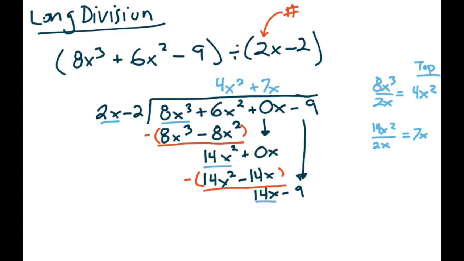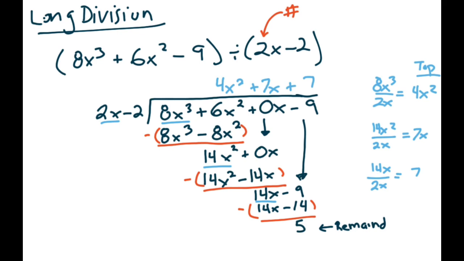And then repeat. So we'll divide 14x divided by 2x to get 7. So we put a plus 7 on top. Multiply the 7 to the 2x minus 2 to get 14x minus 14. Subtract down. To get 5. And this 5 is our remainder because 2x does not go into 5.